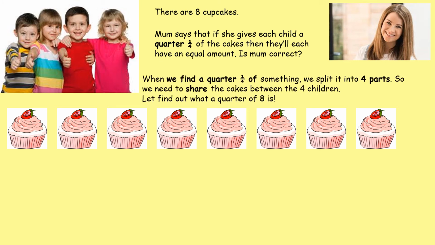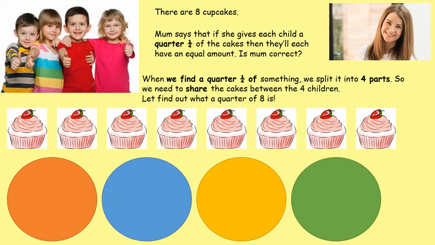So children, when we want to find a quarter of something, we split it into 4 parts. Okay, so we have our 8 cakes, that's our whole number, and we're going to share it between the 4 children. If we're sharing it into 4 groups, we are sharing it into quarters. Remember that quarters is when we split it into 4. So we're going to share these 8 cupcakes between the 4 children and see if we can work out what each child gets. So each child will get a quarter of the 8 cupcakes. And how many cupcakes is a quarter?